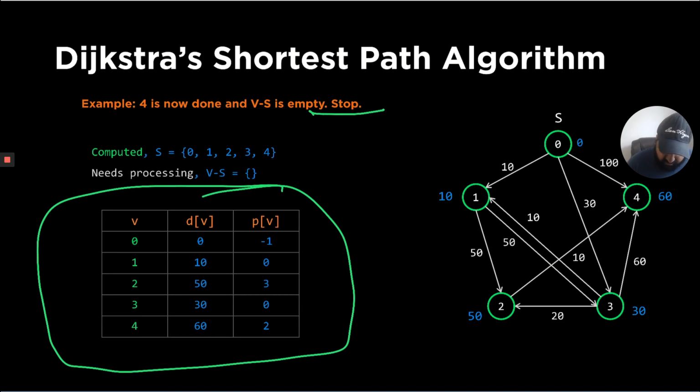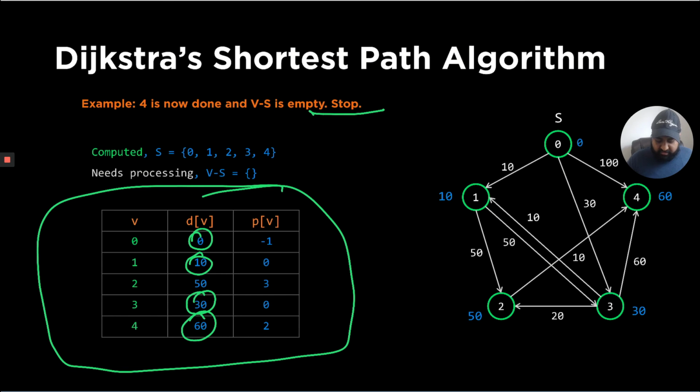The shortest distance from 0 to 1 is 10 units, and the shortest distance from 0 to 0 is 0 units because there's no path from that, and also that question might never be asked. The next one is what is the shortest distance between 0 and 2? It's going to be 50. And what's the shortest distance between 0 and 3? That's going to be 30. And finally, what's the shortest distance between 0 and 4, which is 60.